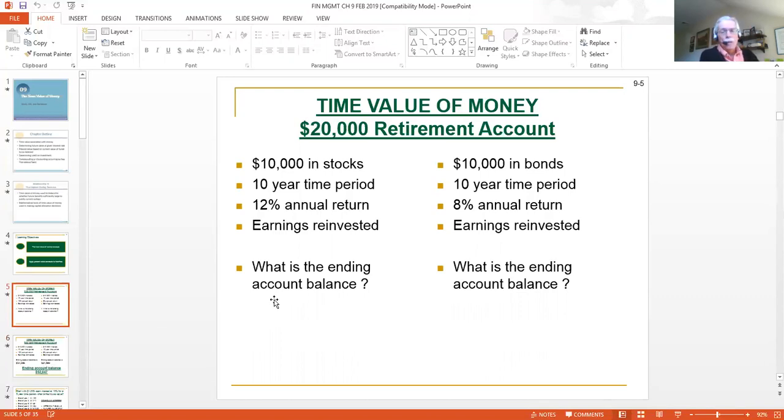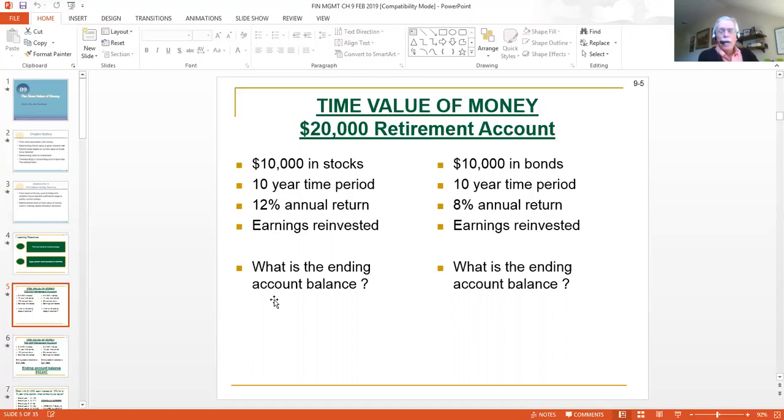Now, the second example is in bonds, where we would be growing $10,000, 10 years, this time at 8%, which is quite realistic. The fact that bonds are going to have a return significantly less than stocks. How do we know what we'll have at the end of a 10-year time period? Well, we solve for future value.